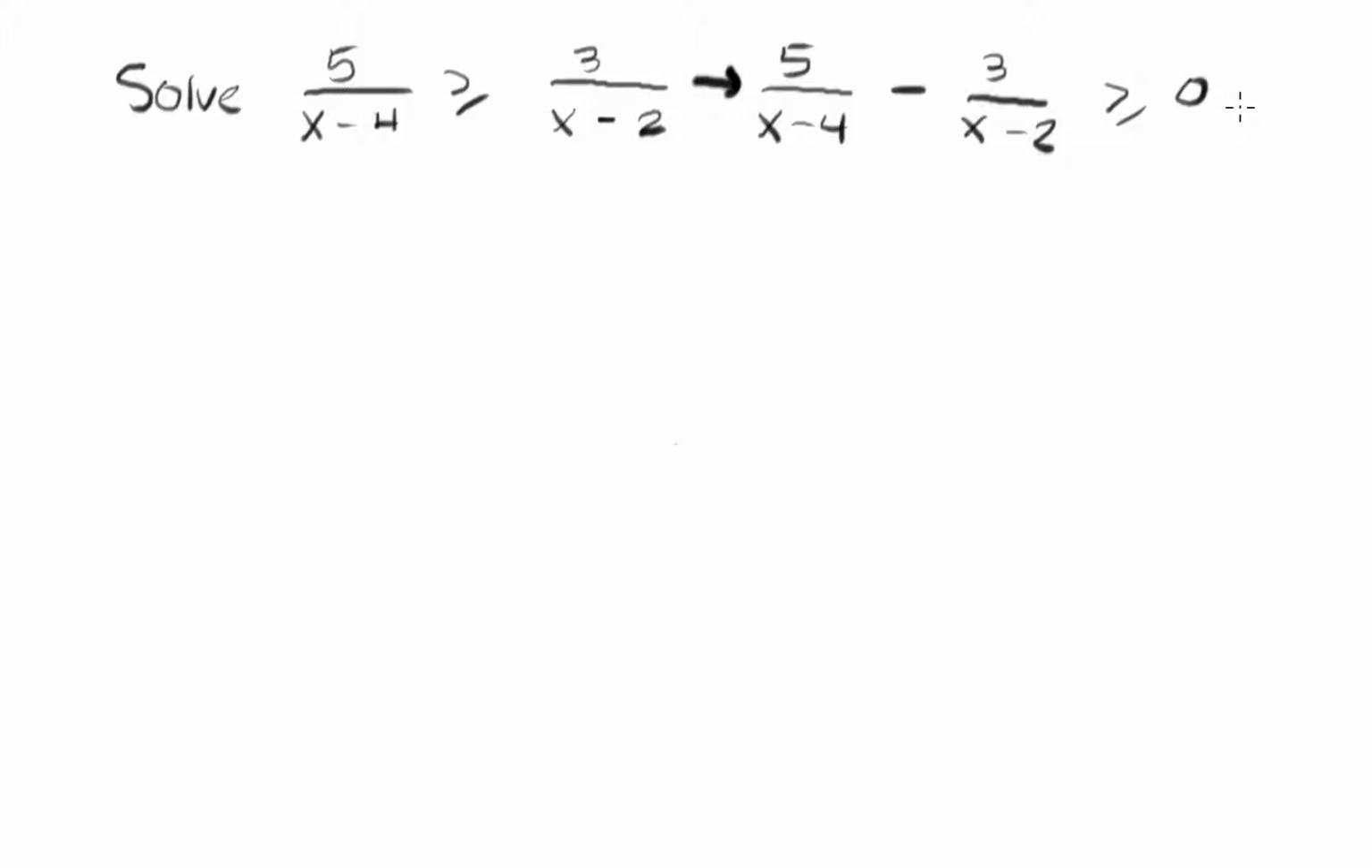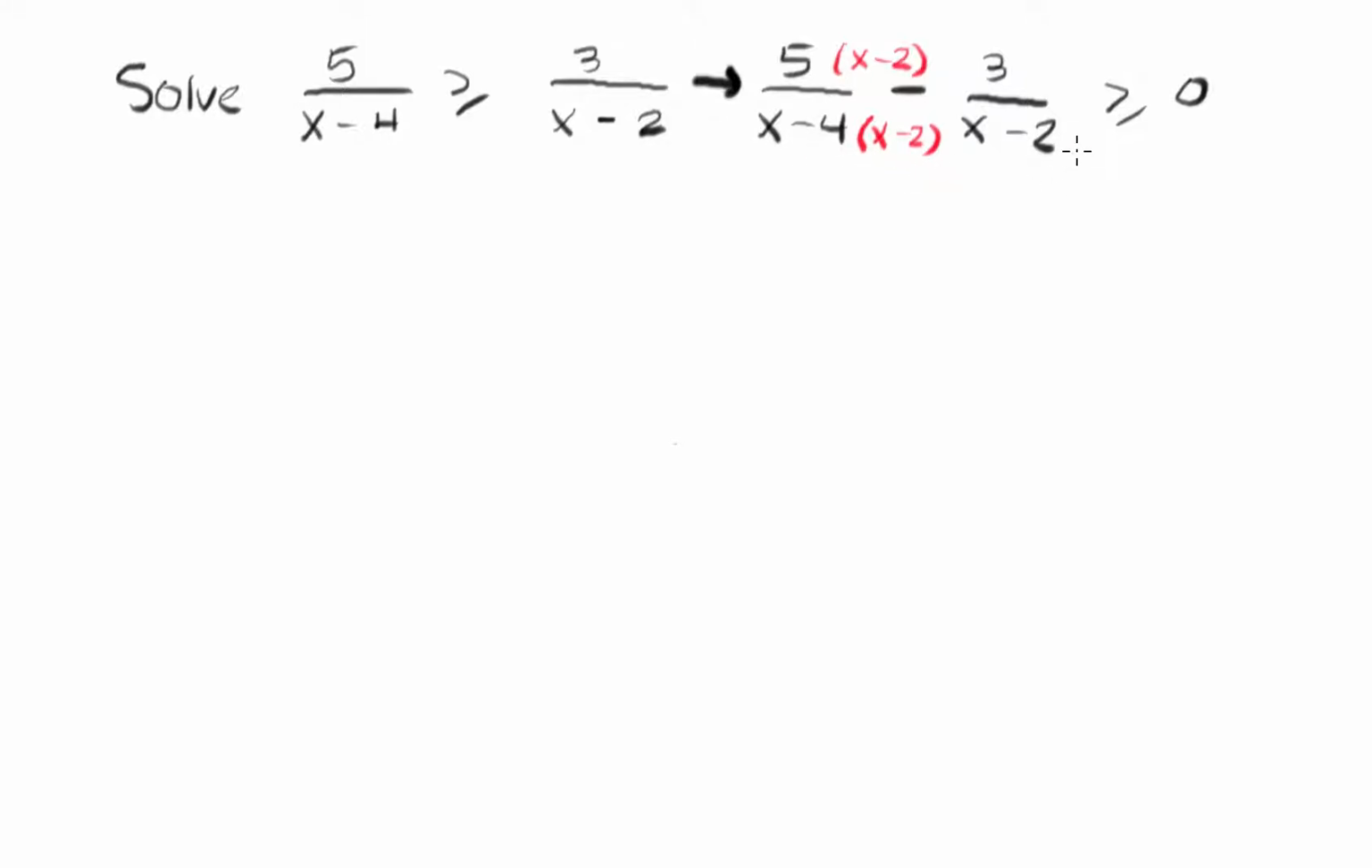is greater than or equal to 0. The second thing you want to do is take these two fractions and write them as a single fraction. But this does mean you're going to have to find a common denominator. Since they're already in factored form, we're just going to multiply the top and bottom of this one by x minus 2. And that'll make the denominators the same.